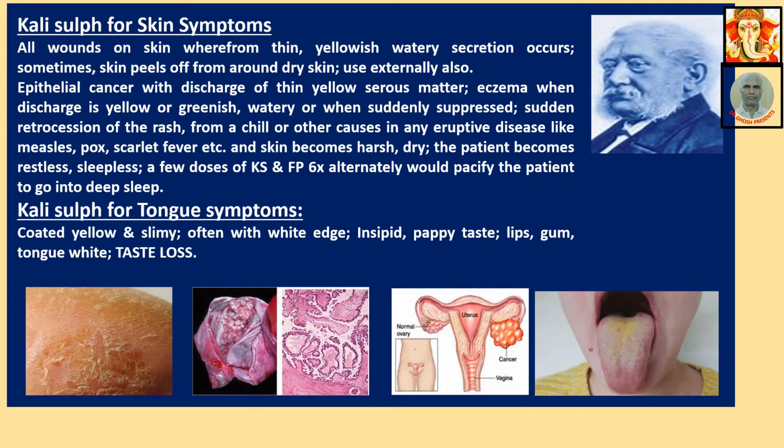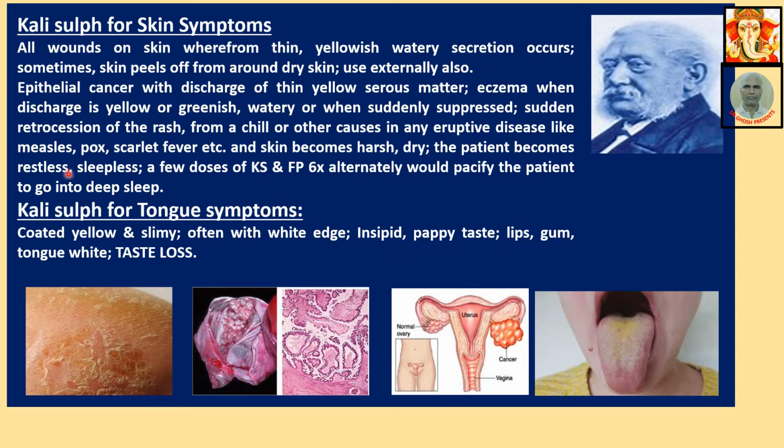Epithelial cancer, mind this, epithelial cancer with the discharge of thin yellow serous matter, eczema with discharge yellow greenish, watery, or when suddenly suppressed, sudden retrocession of the rash from a chill or other causes in any eruptive disease like measles, pox, scarlet fever, etc. And skin becomes rash, dry.